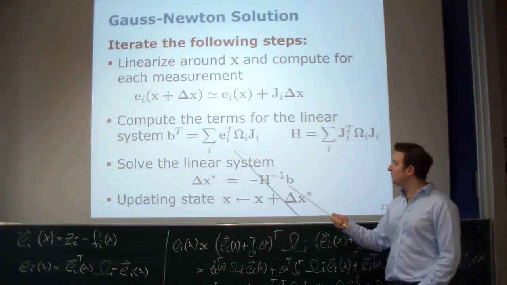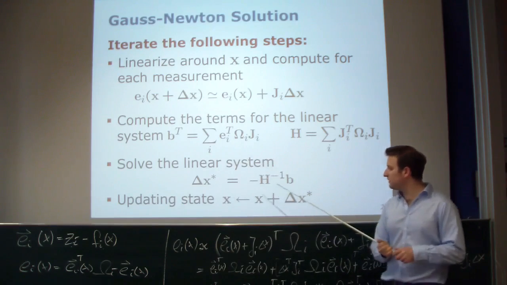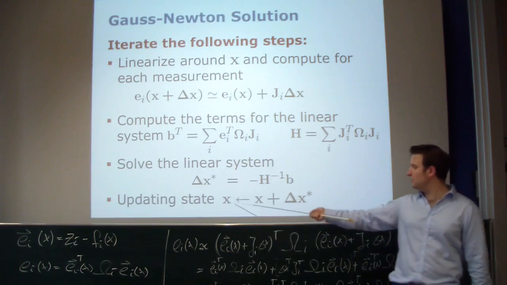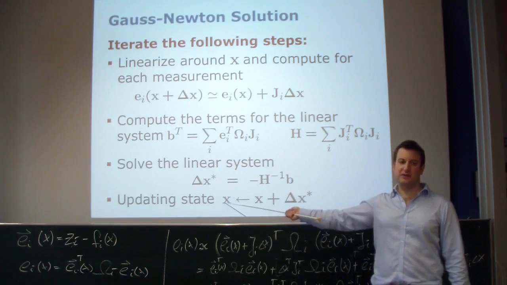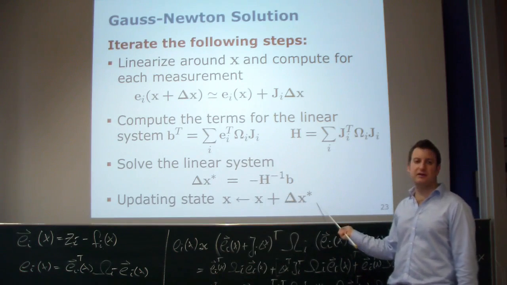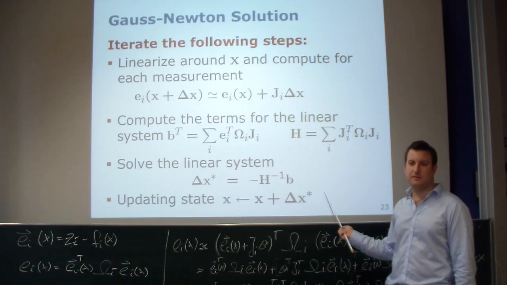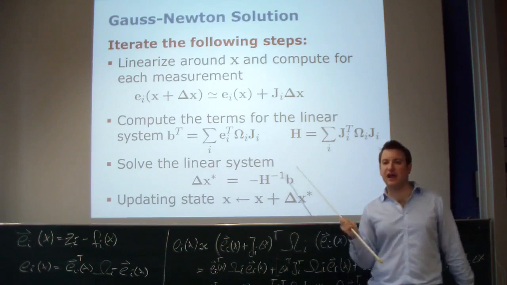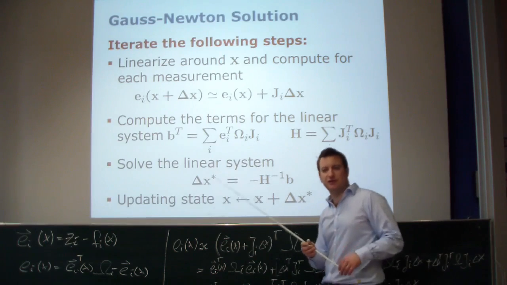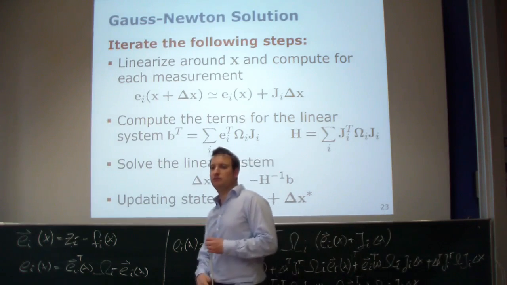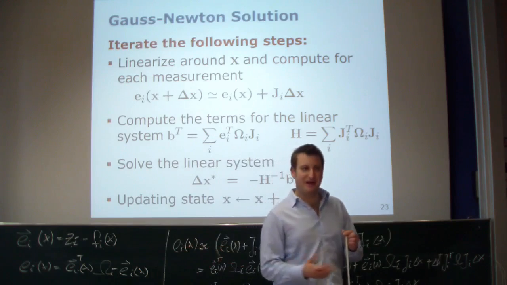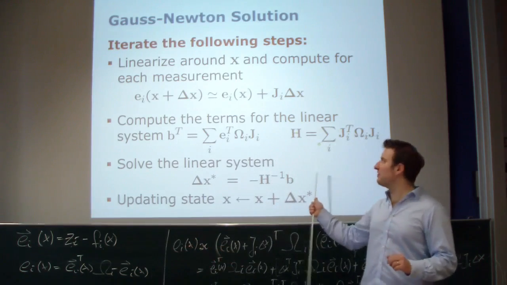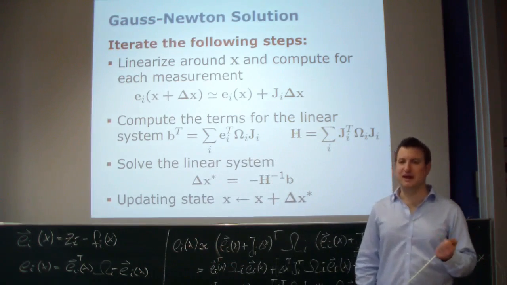Then I formulate my linear system, I solve the linear system, and then I update my state. So the new x for the next iteration is the old x plus delta x star. I iterate this procedure until this delta x is 0 or very close to 0. And then I'm there, hopefully, at my solution, or at least at the solution that this approach will find.